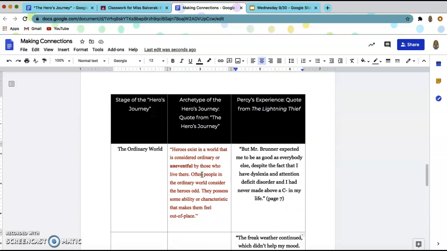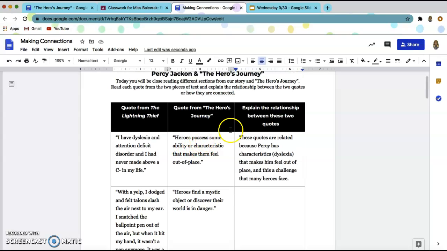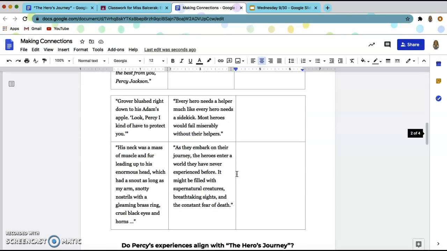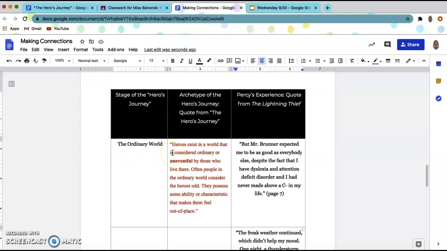And by doing this, we are closely reading both of our texts. Okay, we're picking out quotes from the text, so we're closely reading and analyzing it. The first one, you're coming up with the relationship. And then the second one, you are reading a part from The Lightning Thief and telling me how or where it matches up in the hero's journey.